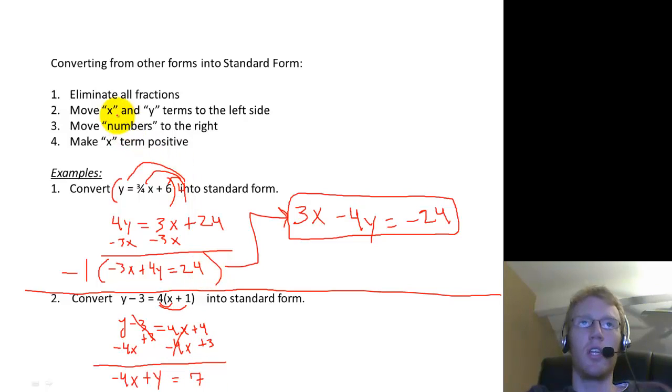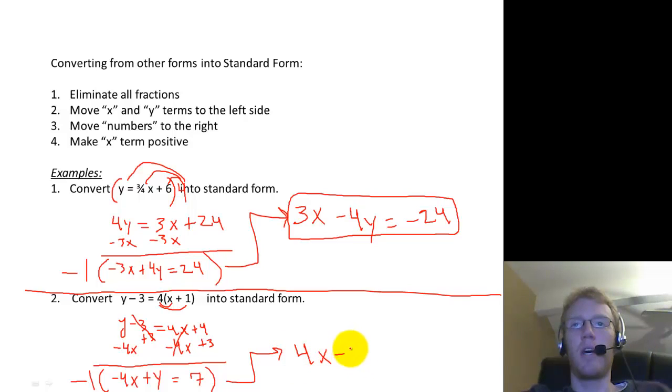Alright, again, we've got all the x and y's on the left, we've got the numbers on the right, and we need to make the x term positive. So again, multiply by negative 1. There's a lot of this multiplying by negative 1 going on. Not every time, but frequently. So that becomes positive 4x minus y equals negative 7.